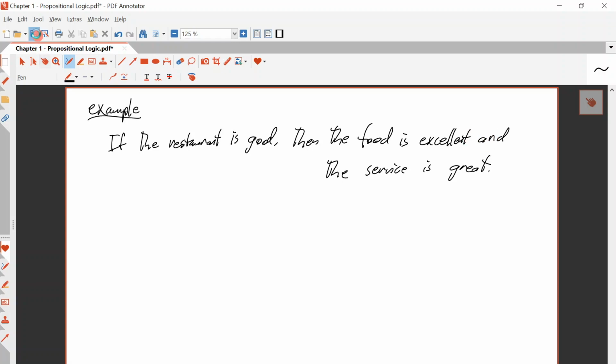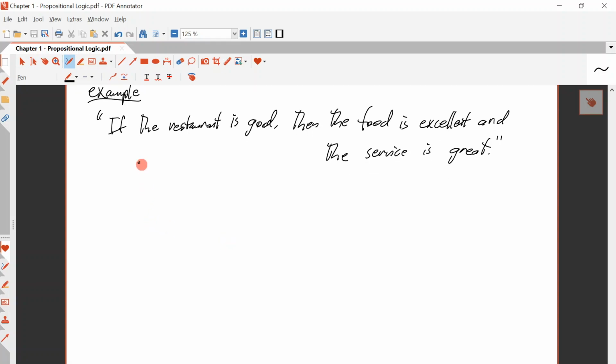That's what you mean, or at least that's what the statement is claiming. But that's a matter of opinion, of course. It is a value judgment, but we're treating it as a statement in propositional logic. Maybe you don't care about service, you just care about the food. Okay, so translate into propositional logic: if the restaurant is good, then the food is excellent and the service is great. And then you're going to negate the whole thing.